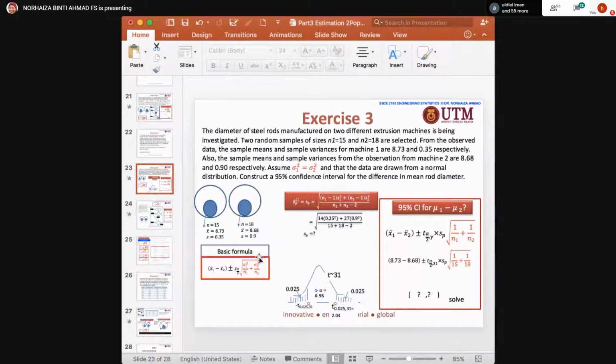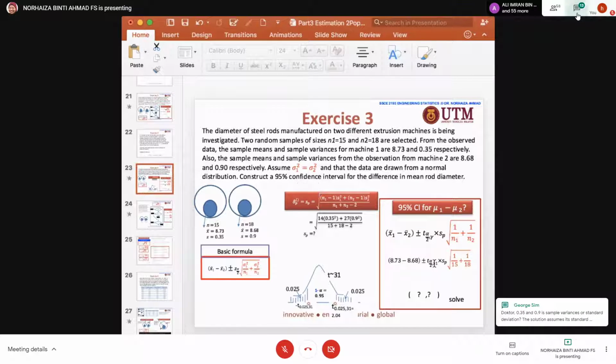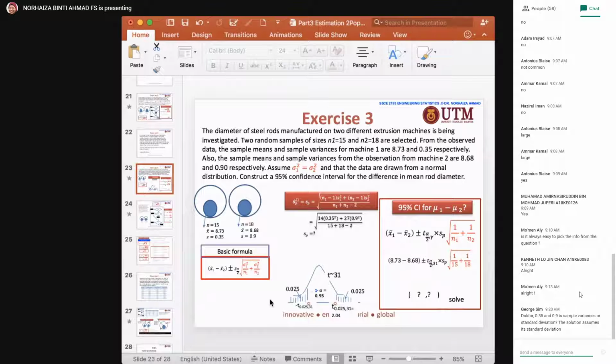Okay, so in this case, here you're using a T distribution. A T distribution would have degrees of freedom. In this case, your degrees of freedom would be N1 plus N2 minus 2. Therefore, it's 31. That value can be obtained from this t-distribution table. So this is 0.025, 0.025, so 0.025 with 31, get the value, plug it in there, and then solve for that. Okay, coming back to your question.